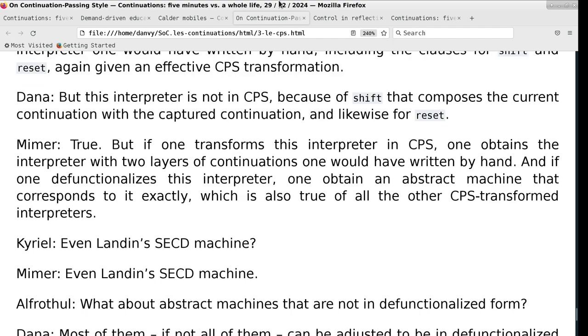But this interpreter is not in CPS because of shift, which composes the current continuation with the captured continuation, and likewise for reset. But if one transforms this interpreter in CPS, one obtains the interpreter with two layers of continuations, one would have written by hand. And if one defunctionalizes this interpreter, one obtains an abstract machine that corresponds to it exactly, which is also exactly true of all the other CPS transformed interpreters. Even Landin's SECD machine.